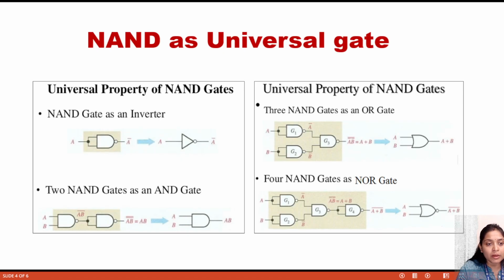Okay, now coming to the next part, how we can design an AND gate by using a NAND gate. Okay, so here also, first of all, I am using a NAND gate where both the inputs are A and B, so the output will be (A B) bar.